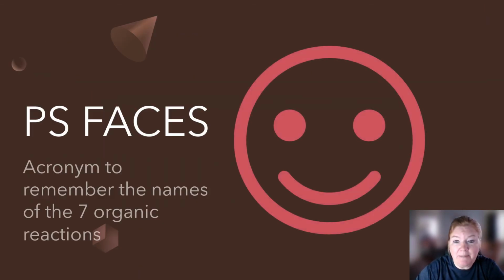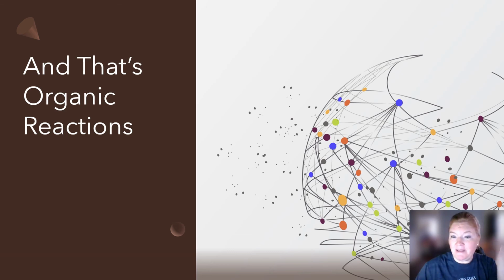So again, PS phases: polymerization, saponification, fermentation, addition, combustion, esterification, substitution. If you put the S's in different orders, it doesn't really matter. Just remember, 7 organic reactions, PS phases. And there you have it. That's organic reactions. I hope you learned something new today.